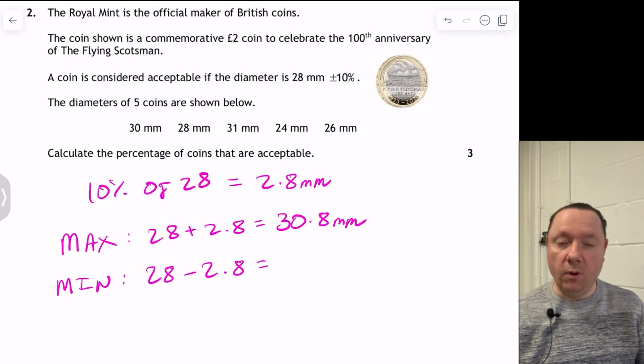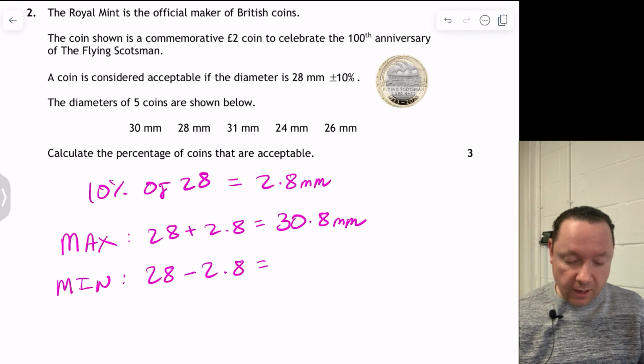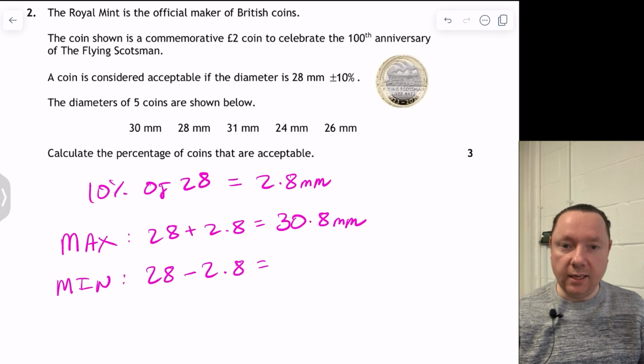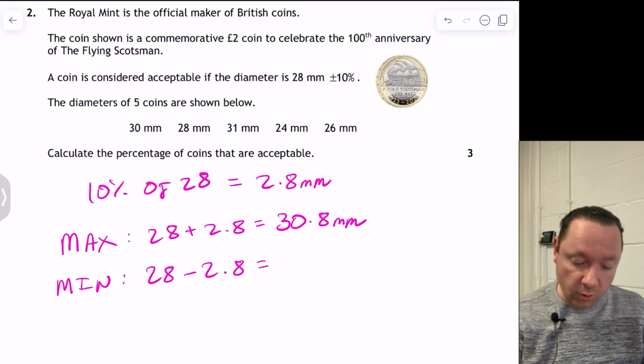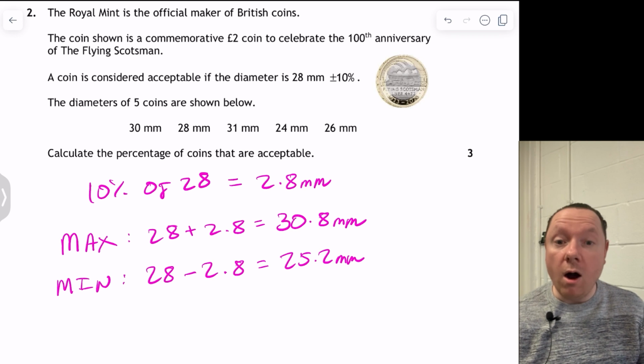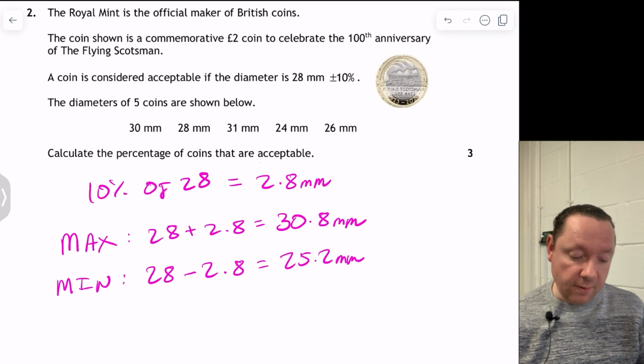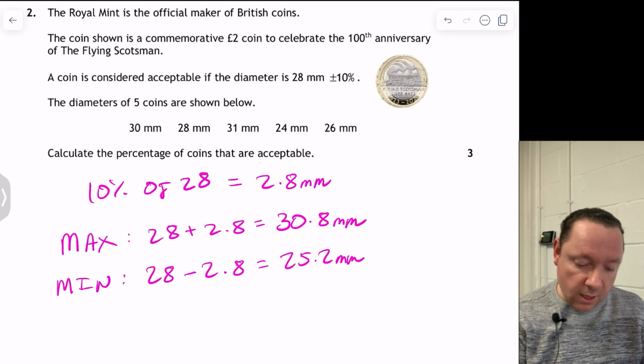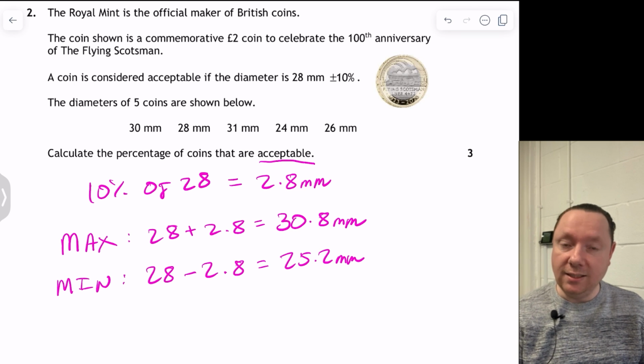Use a column or anything you want, but I'll just do this manually: 28, 27, 26. So that's going to be 25.2. And just make sure you get that right by counting back up. 25.2 plus 0.8 is 26, 27, 28. So now I just mark in some way the ones that are acceptable, because I want to know the ones that are acceptable. Sometimes it is acceptable, sometimes it isn't.